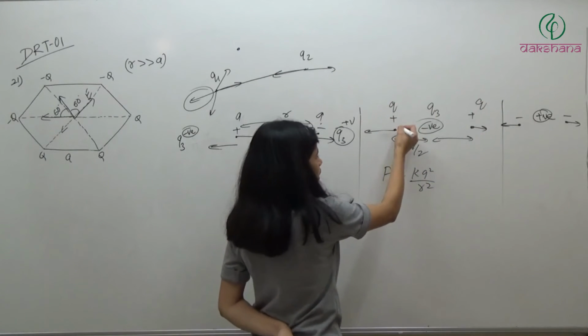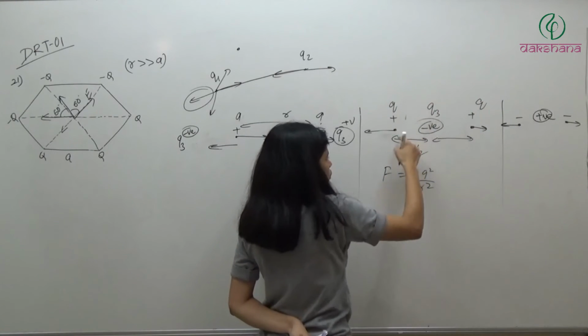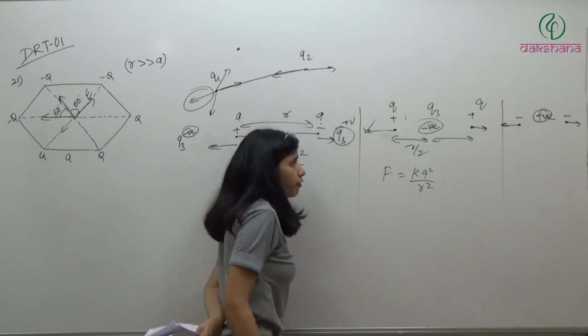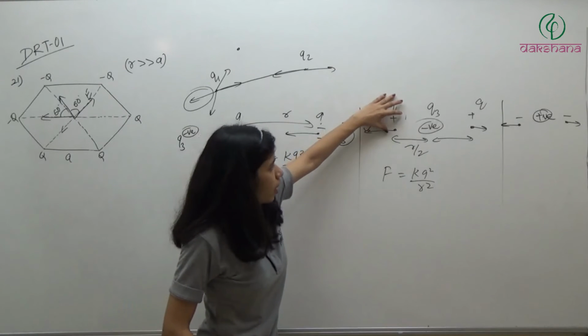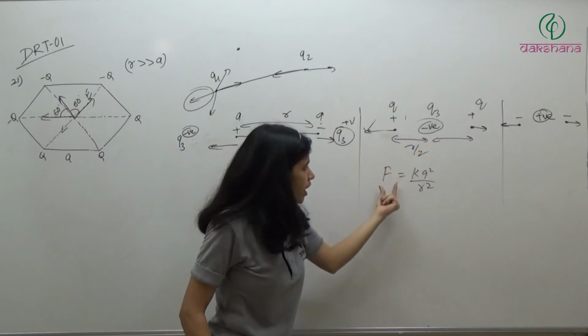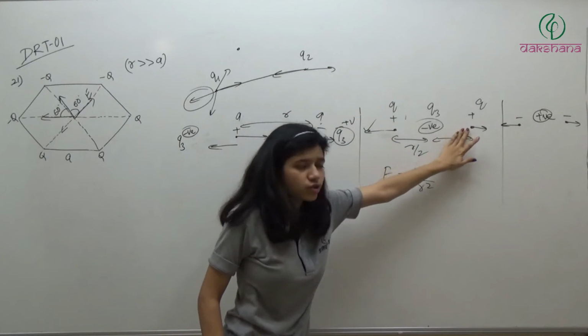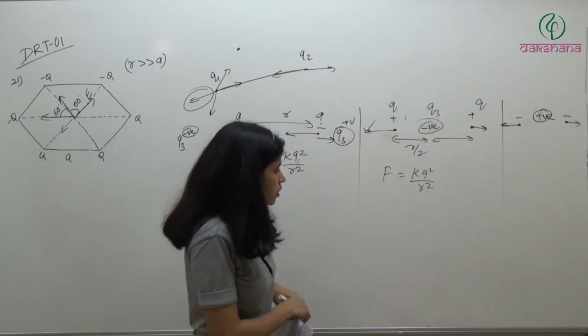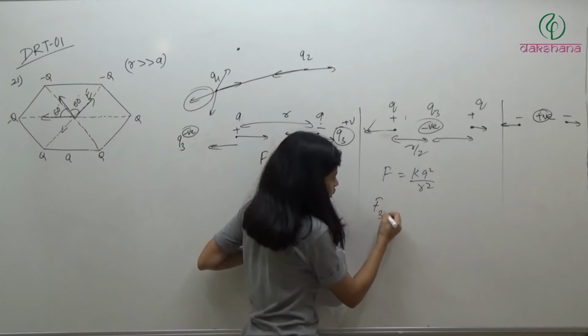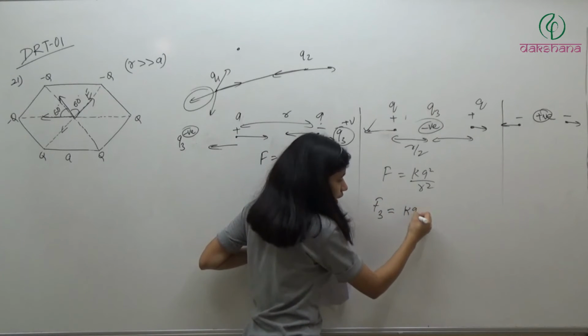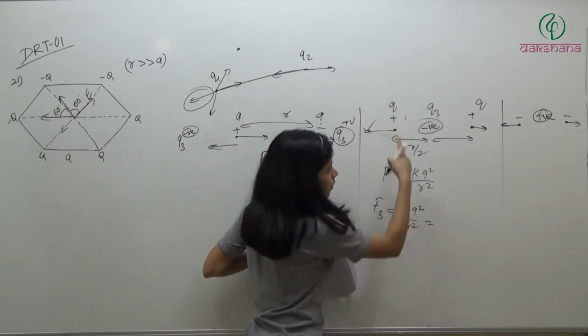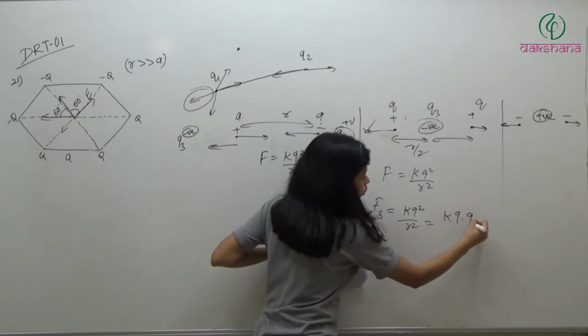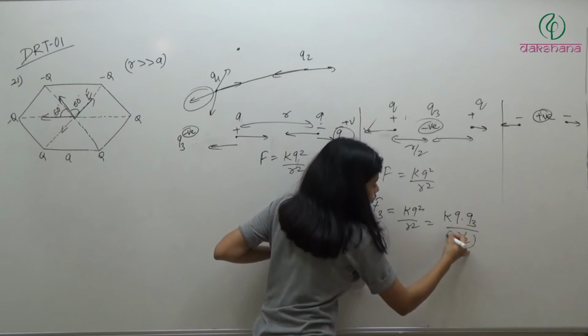Now here the force due to Q3 should be balanced, which should balance this force. On this charge we have force F, kQ square by r square. Because of this, now we need a charge Q3 such that it will be able to balance this force. So F due to Q3 should be equal to kQ square by r square. But here what is it, Q3 divided by r by 2 square.